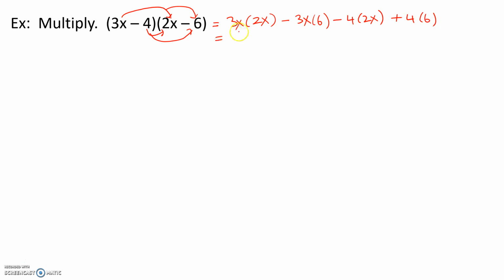Let's simplify this. 3x times 2x is 6x to the second power. Negative 3x times 6 is negative 18x. Negative 4 times 2x is negative 8x. 4 times 6 is 24. I do have like terms, which are the negative 18x and the negative 8x. If I combine those, my result will be 6x squared minus 26x plus 24.